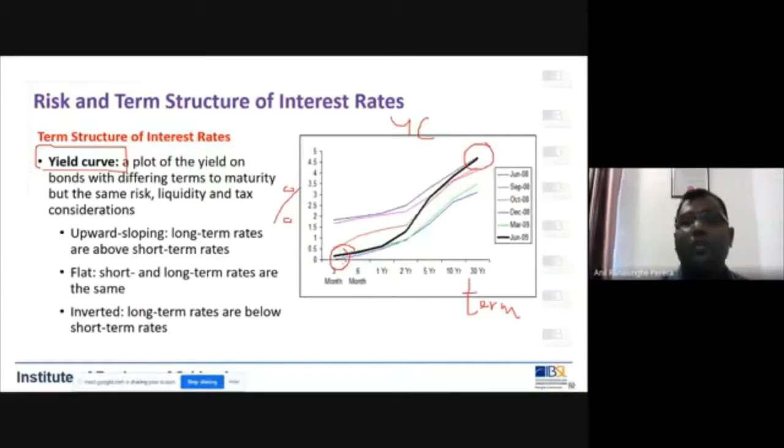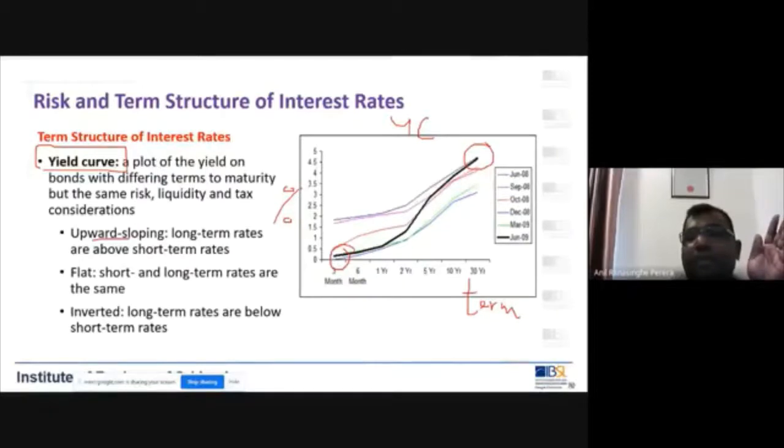So when you plot 3 months, 6 months, 1 year, etc. against their interest rate, you will see normally that as you increase the term, your interest rate could go up. Such a yield curve, you call an upward sloping yield curve. This is the normal situation. In an economy, what you observe is an upward sloping yield curve. Normally you observe this. Short-term rates are low, long-term rates are high.